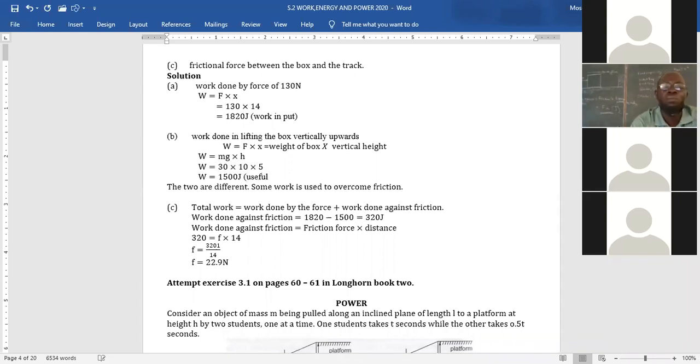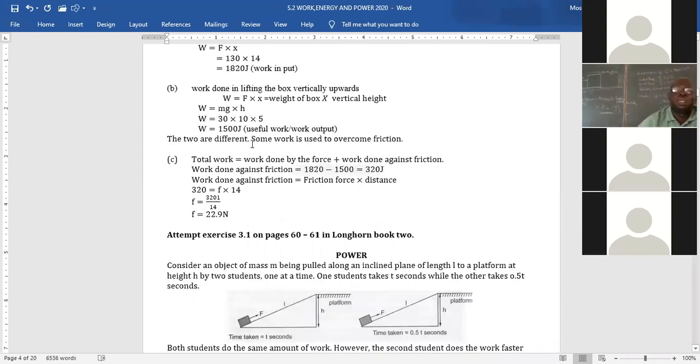That is the useful work. That is the intent of the inclined plane, or it is called the work output. So for those who are supplementing, that is our work output. Now, the third question is different. Some work is used to overcome friction. So this is how we go to the energy conservation.